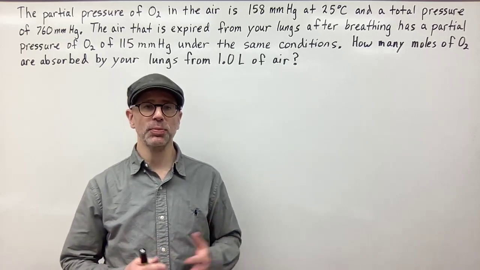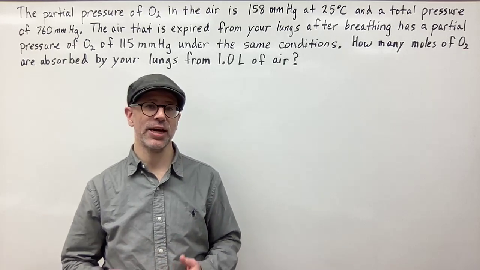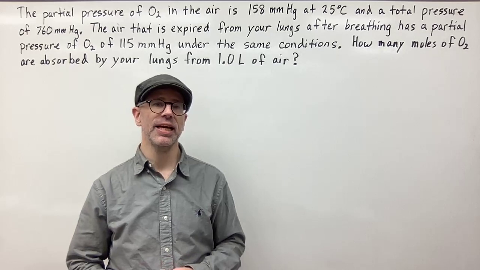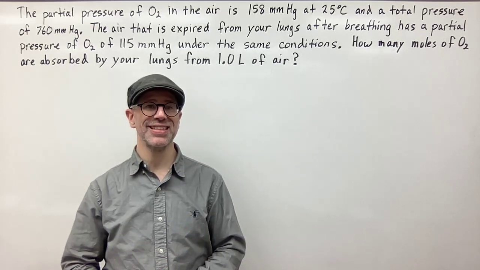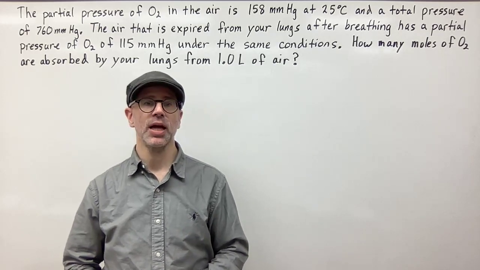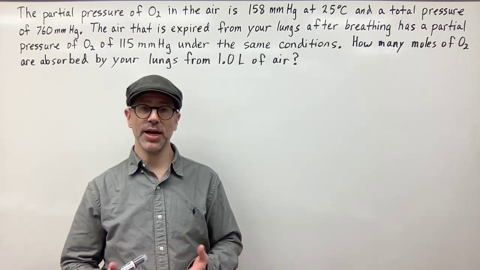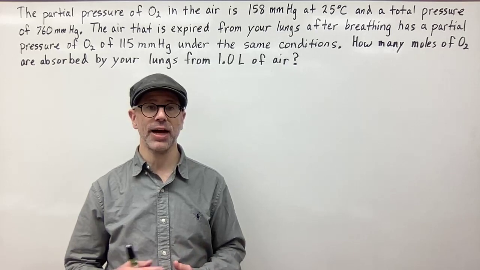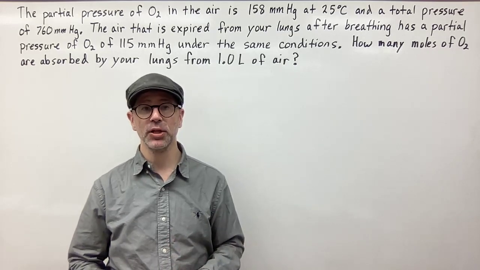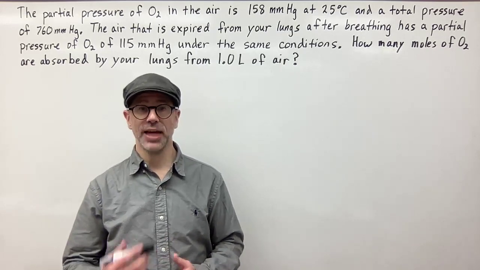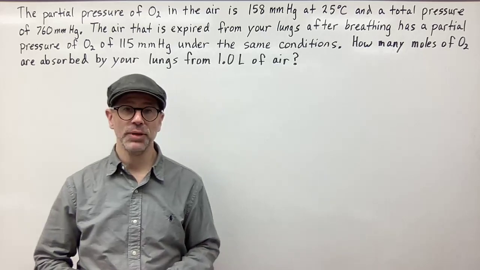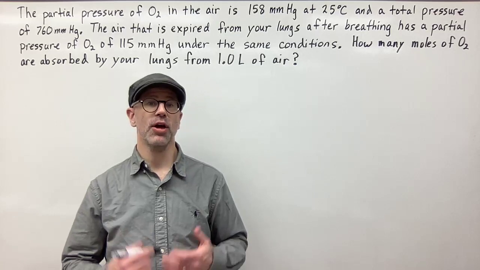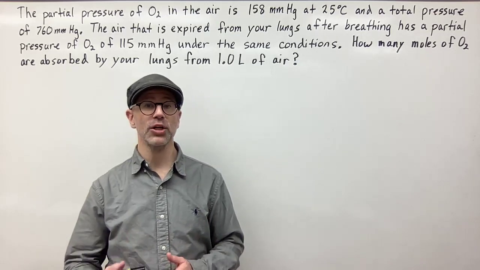So the partial pressure of oxygen in the air is 158 millimeters of mercury at 25 degrees Celsius, and the total pressure is 760 millimeters of mercury. The air that is expired from your lungs after breathing has a partial pressure of oxygen of 115 millimeters of mercury under the same conditions. How many moles of oxygen are absorbed by your lungs from the 1.0 liters of air?